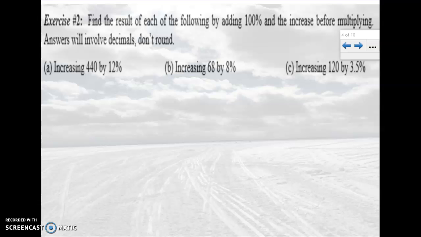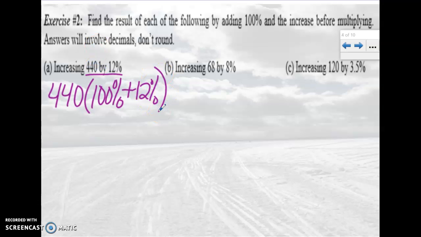If we want to take 440 and increase it by 12%, the fastest way to do this is to put the starting amount out front and then add 100% to 12. Add because it's increasing. Now, did we really have to write that step? No. I just wanted to show you it so that you didn't wonder what I was doing. Where did I get 112% from? I just added 12 to 100.